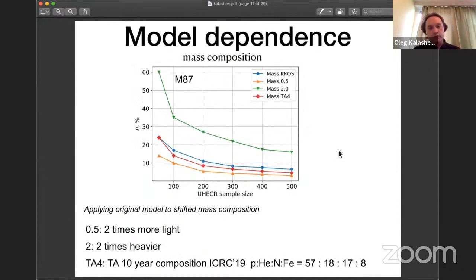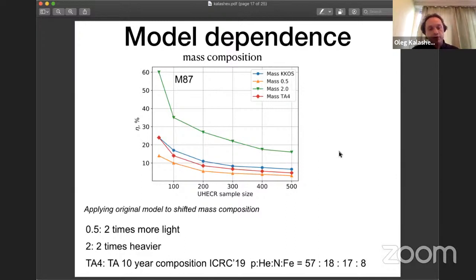Now, the next thing we want to investigate is model dependence, namely mass composition dependence. Although the scenario which we consider fits the mass composition observed by Pierre Auger, the mass composition itself has quite big uncertainty. Also, we should remember that there is another experiment, the Telescope Array, which has its own composition measurements, and their composition results are quite different. That leads us to the idea that we need to figure out what the mass composition dependence is.